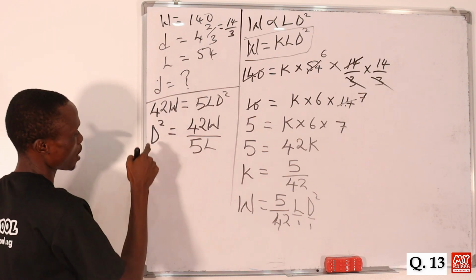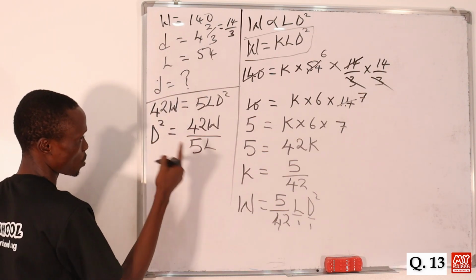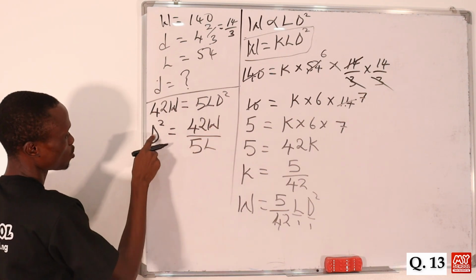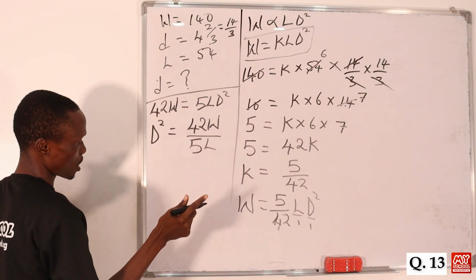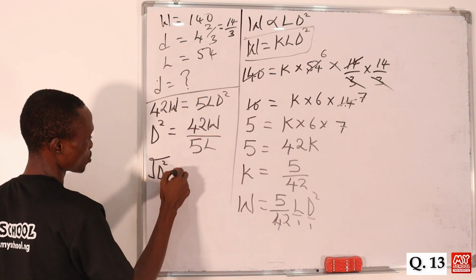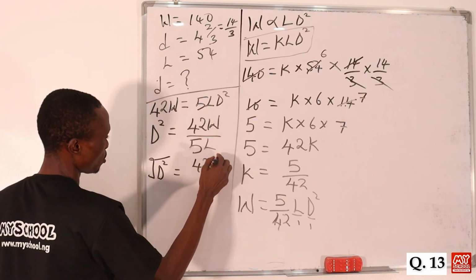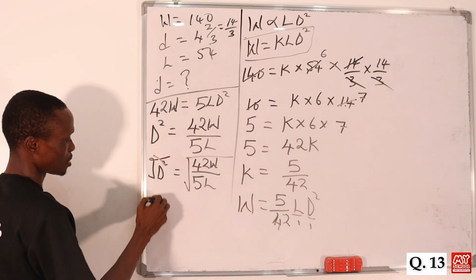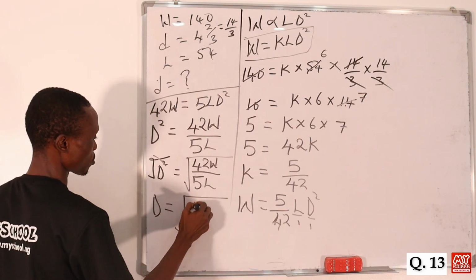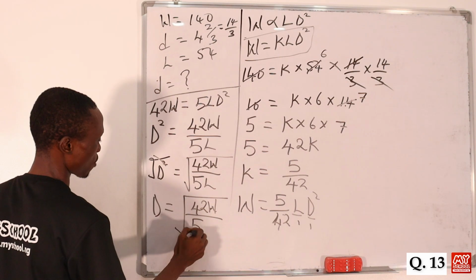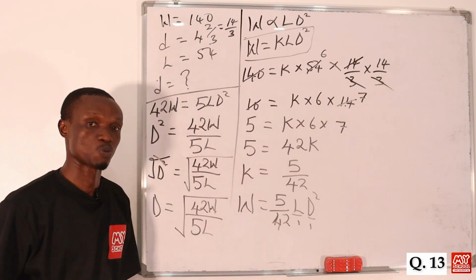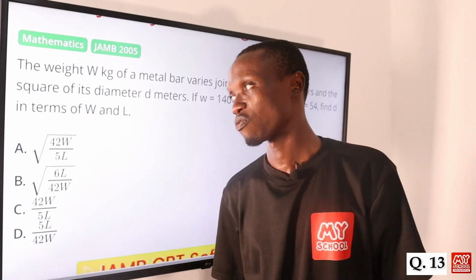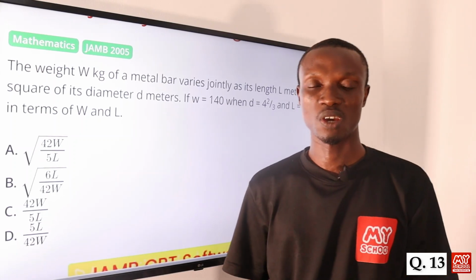Now, in this question, we are asked to make D the subject of formula, or calculate D in terms of W and L. In order to get our D, we have to take the square root of both sides. If I take the square root of D squared, I will also take the square root of 42W all over 5L. Here, the 2 will kill off the square root so that D is equal to root 42W all over 5L. Let's return to the screen to pick the correct answer to this question, and that will be option A, root 42W all over 5L.